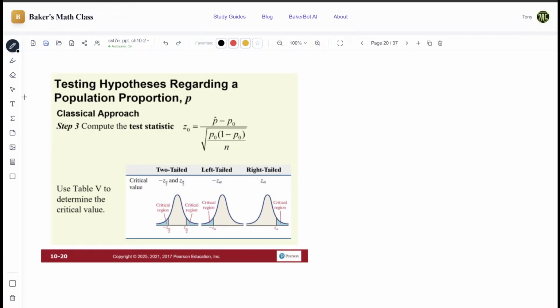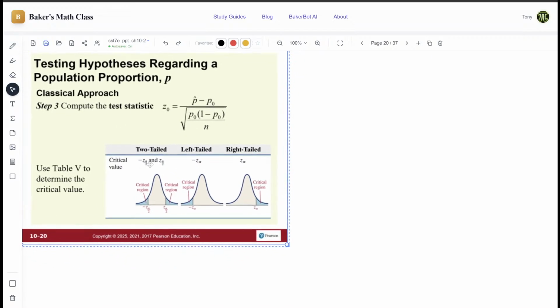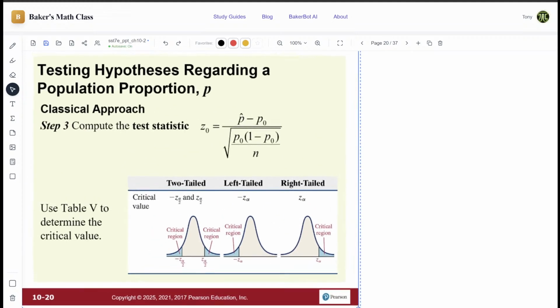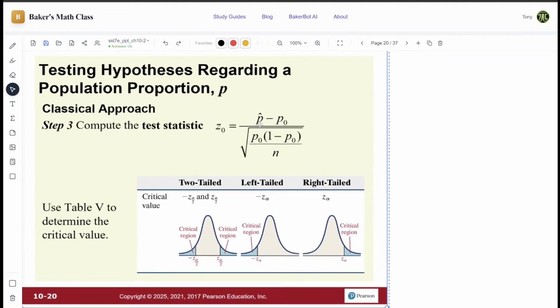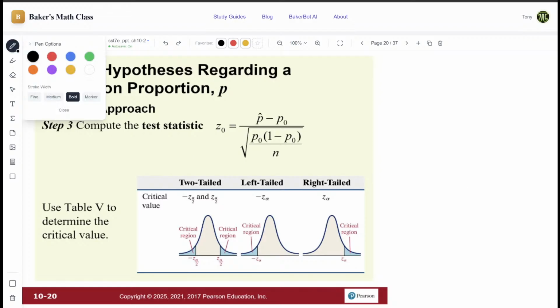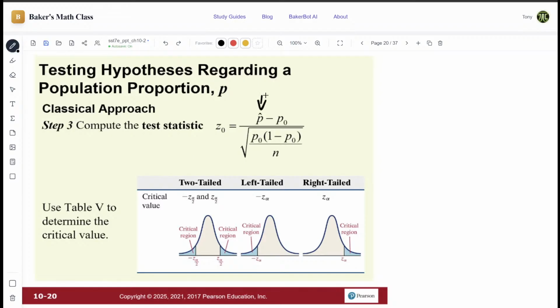Once we've got that, we calculate our z-score. That is your p hat value. So that's the probability that I'm getting. So that's my test. That's the null. So the null is that p0. This will give you your z-score, or my test statistic.